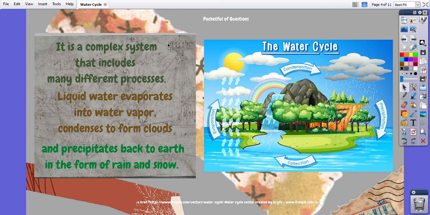The water cycle is a complex system that includes many different processes. Liquid water evaporates into water vapor, condenses to form clouds, and precipitates back to the earth in the form of rain and snow. Look at this diagram. When seawater is converted into water vapors, it is called evaporation. Now the conversion of these water vapors into clouds is called condensation. Then the conversion of the clouds into rain and snow is called precipitation. So that is how this water comes back on the land.